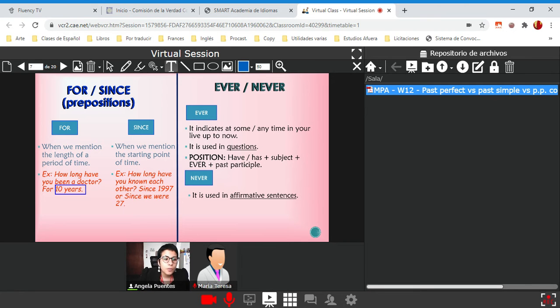With the for, you can use it for 10 minutes, okay? I've been here for 10 minutes. You see? Why? Because 10 minutes is a period of time, es un periodo de tiempo. No importa si es una hora, un minuto, 3 años, 10 décadas, okay? It doesn't matter, it's a period of time, right? So podemos hablar de periodos de tiempo, no importa cuál sea su duración.